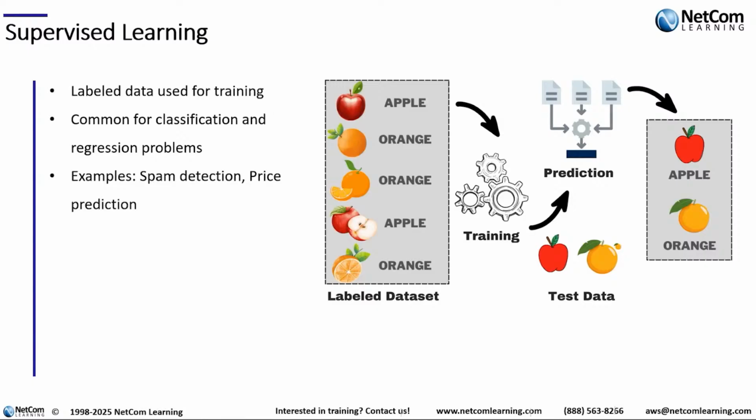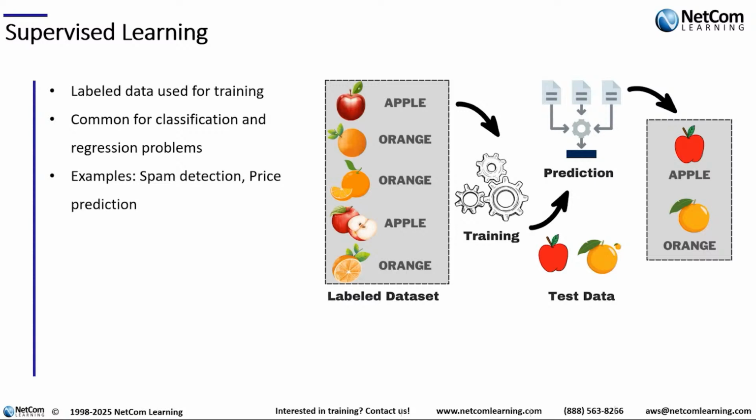A couple examples of supervised learning: we looked at spam detection, and we looked at price prediction. In spam detection, emails are going to be analyzed based on text features and metadata to determine if they belong in the spam folder. And in price prediction, a model might learn to predict the price of a product based on features like brand, demand, or the season that we're in. Supervised learning models are often trained using algorithms like linear regression, decision trees, random forests, and also support vector machines.